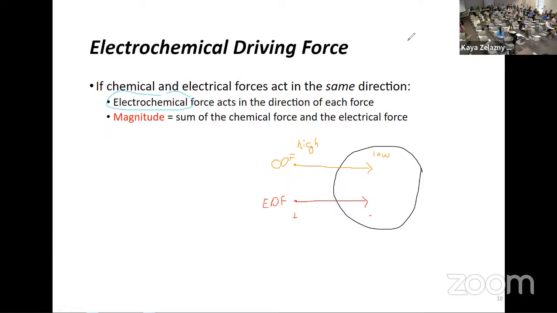So we could go chemical driving force, I did in orange. The electrical driving force, I did in red. Right, so our ECDF, when we add them up, is bigger than each of them because we just added them. So the magnitude of this electrochemical driving force is the sum, the chemical driving force plus the electrical driving force when we add them together.